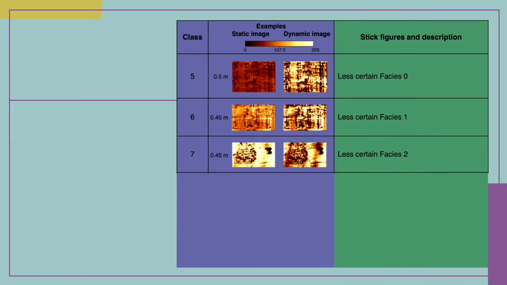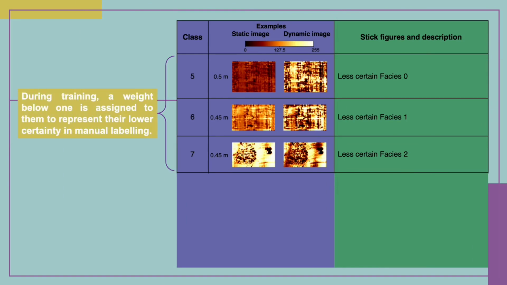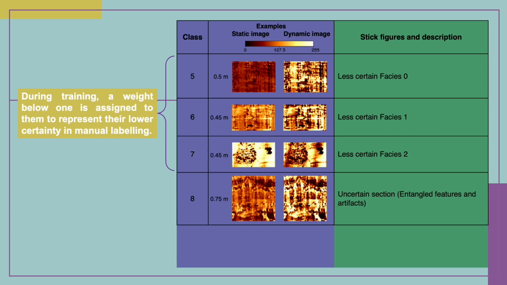Species 5 to 7 are less certain species 0 to 2 due to the disturbance of artifacts. During training, a weight below 1 is assigned to them to represent their lower certainty in manual labeling. The last class contains all uncertain sections with entangled features and artifacts. They are not labeled, excluded from training, and used for blind tests after training.